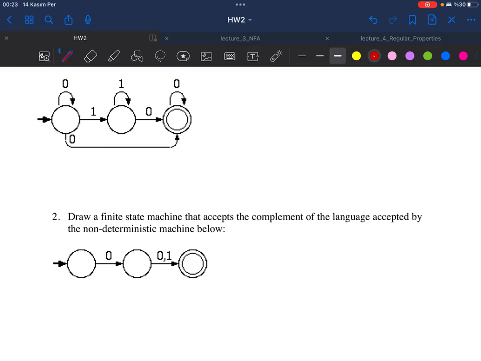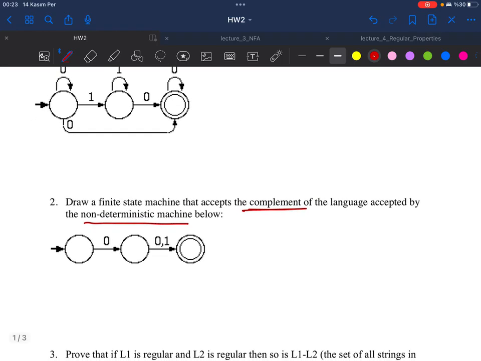If we go step by step, we have a finite state machine. The language accepted by the NFA. We want to draw the complement of this language first, so convert it to a DFA. After we convert to DFA, we change the accepted states to normal states, and the normal states will become accepted states.